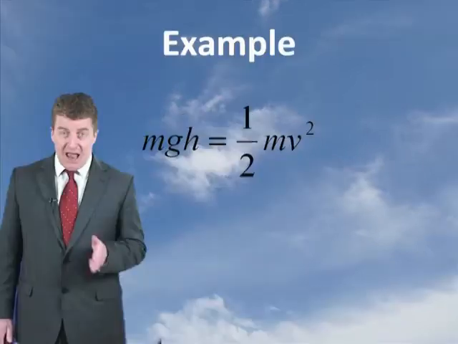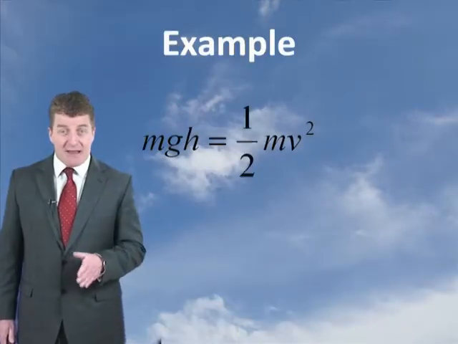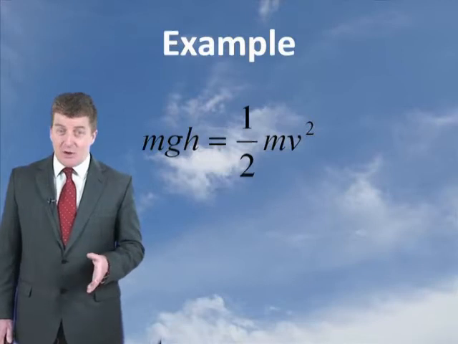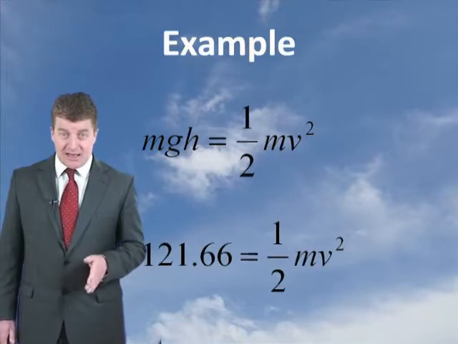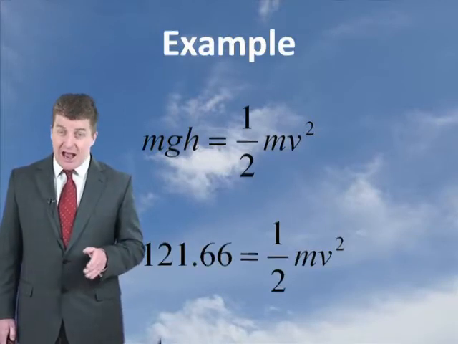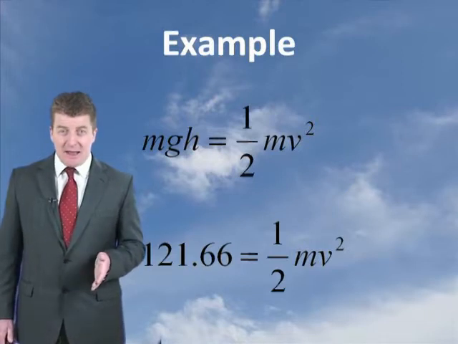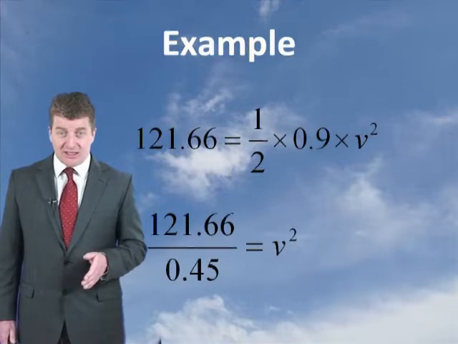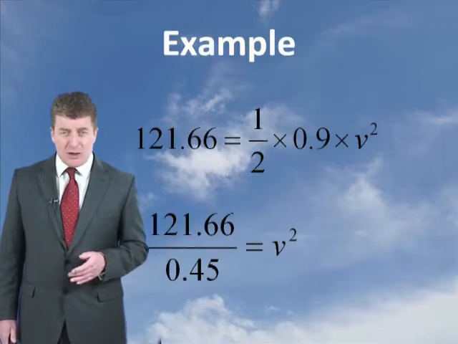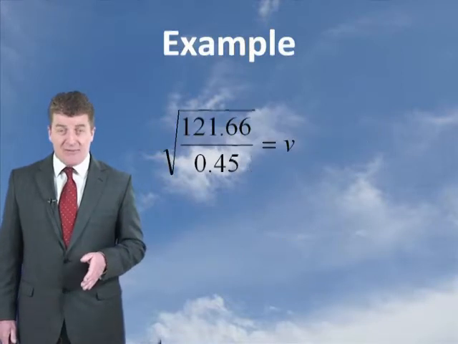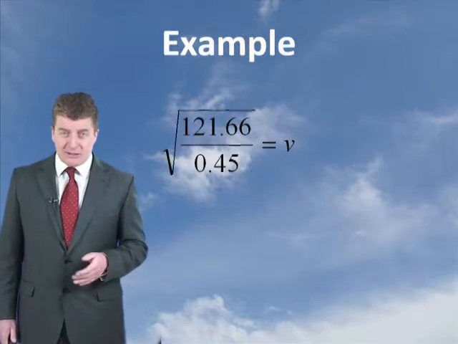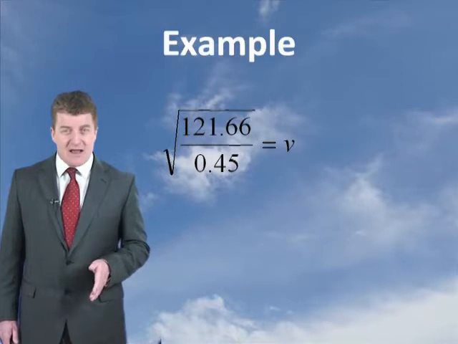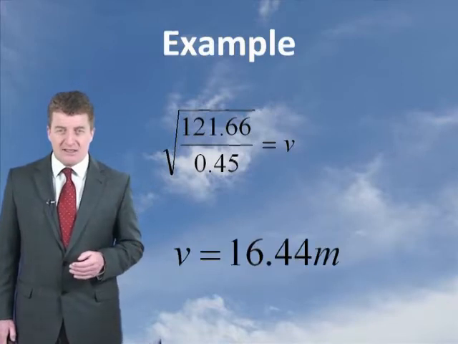So that's the maximum speed. This means mgh equals half mv squared. Do you understand? Now we know the potential energy is 121.6. That must mean it equals half mv squared. Now we put the mass in, put the known variables in. You can transpose this out. You get 121.66 divided by 0.45 equals v squared. Therefore, multiply it out. It gives you a velocity of 16.44 metres a second.